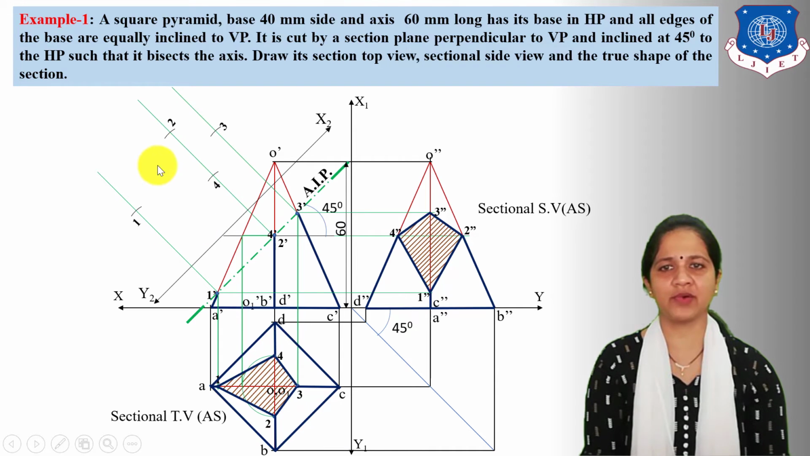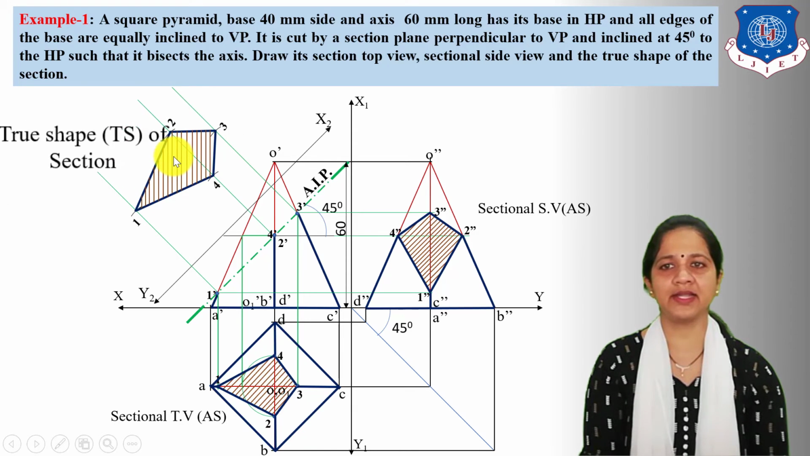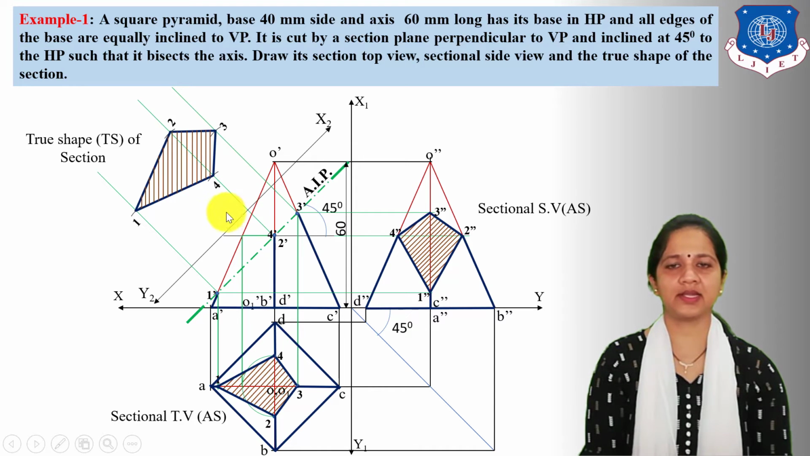Next, connect points 1, 2, 3, 4 and 1 in the form of a line. Next, draw hatching lines inside it, and this indicates the true shape of the section. Now here, if the cutting plane is given as an SCP cutting plane, then we will get the true shape of the section directly in the top view as well as in the side view.